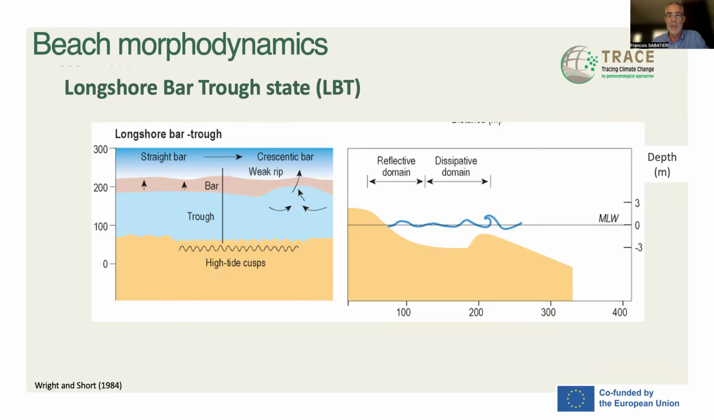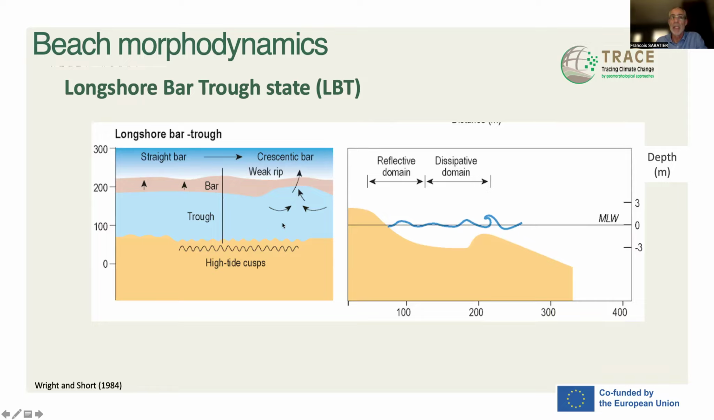The first one is the longshore bar-trough system. In that case, waves break mainly on the sandbar located offshore. Here is the sandbar, and the breaking process is present here on the sandbar. After this first breaking, waves may partially reform in the deep trough located between the bar and the shoreline, and then the waves can break again close to the shoreline.